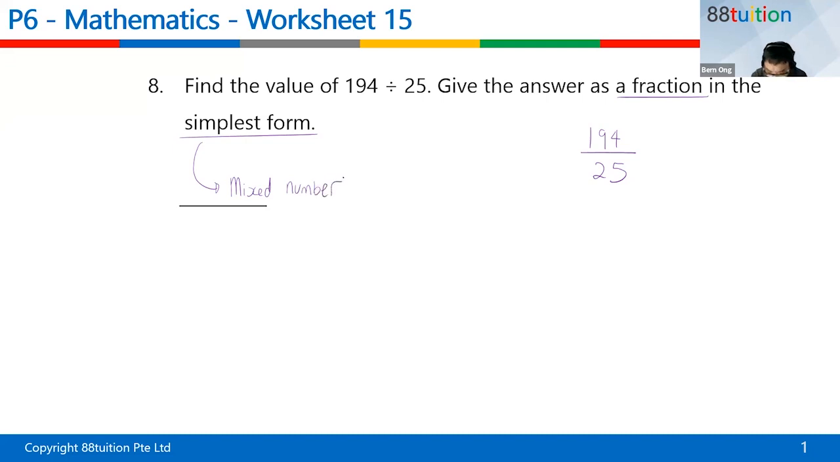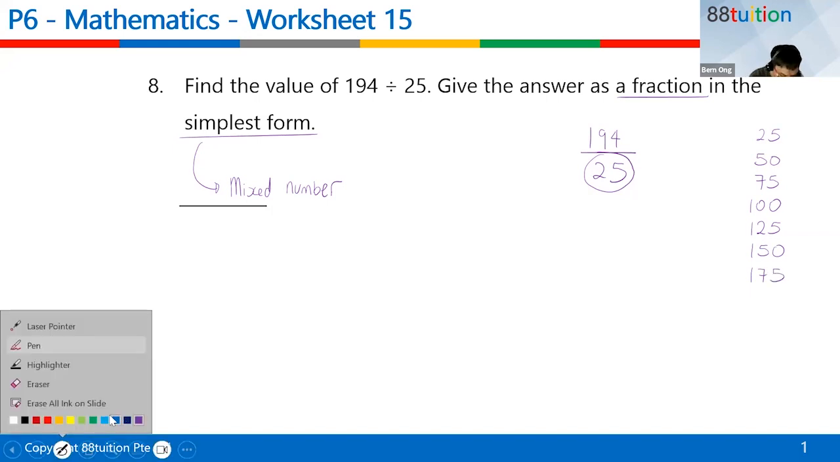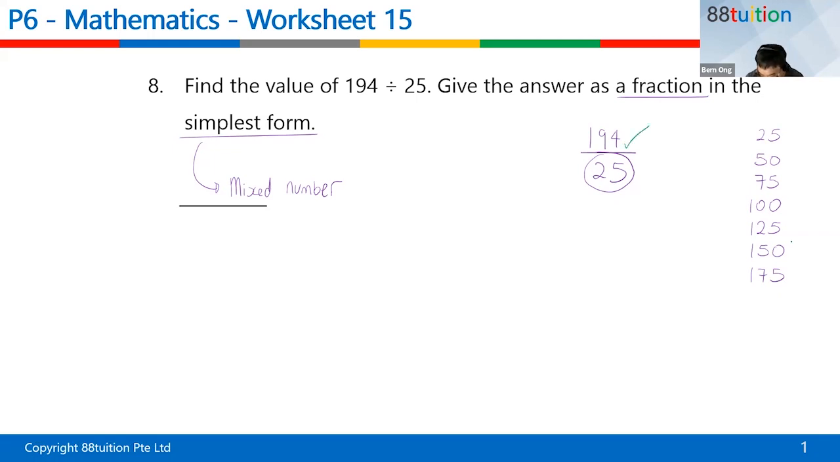But Cher, these few questions cannot use a calculator. I agree with you. So how? This is actually talking about the 25 times table. My advice is you can list it out. Some people don't know how to divide by a double-digit number, so you can list out the multiples of 25 first. If you list out, 194 is closest to which number? 194 is closest to 175, which is 1, 2, 3, 4, 5, 6, 7.